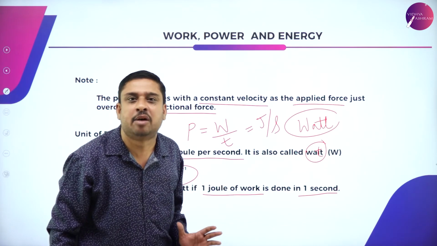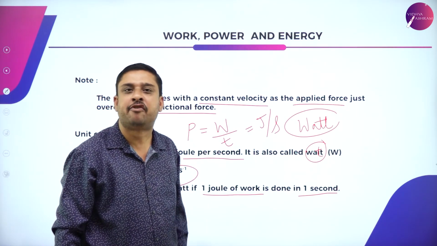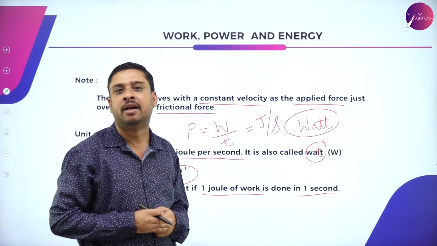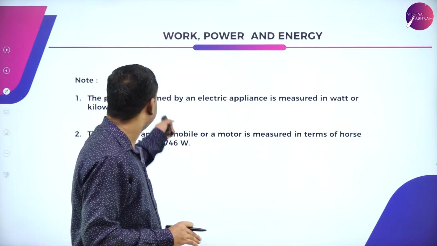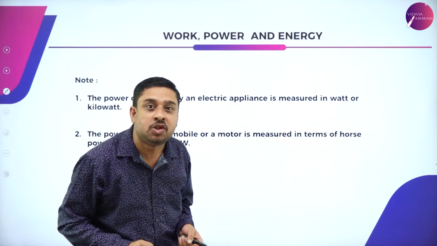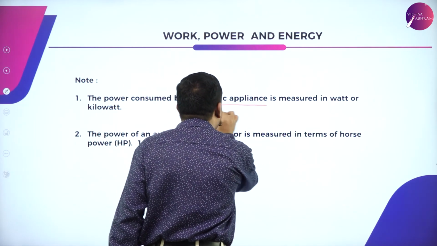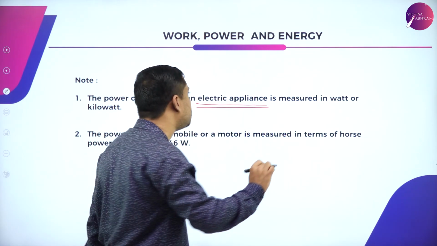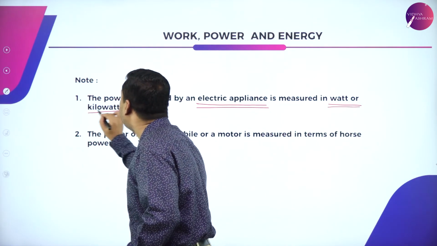Power of a system is said to be 1 watt if a work of 1 joule is done in 1 second. The power consumed by electric appliances is always measured in watts or kilowatts.